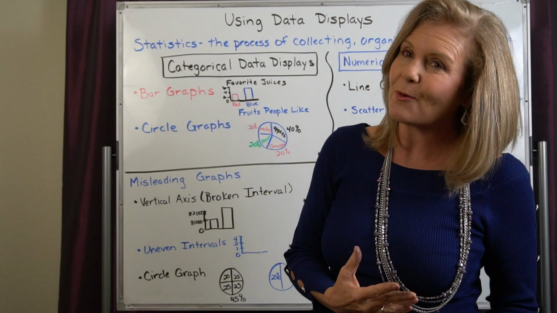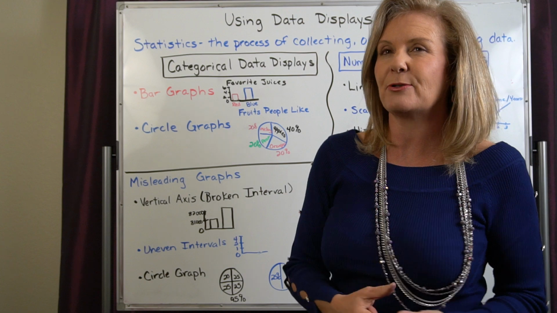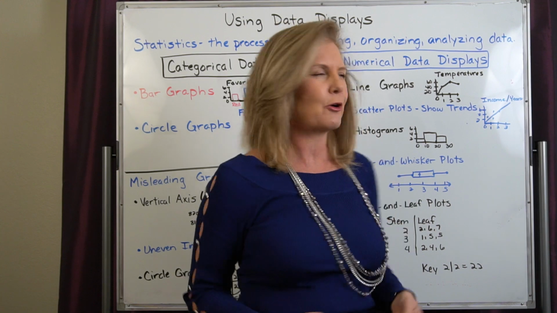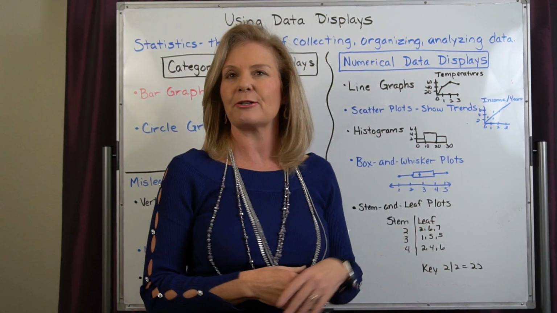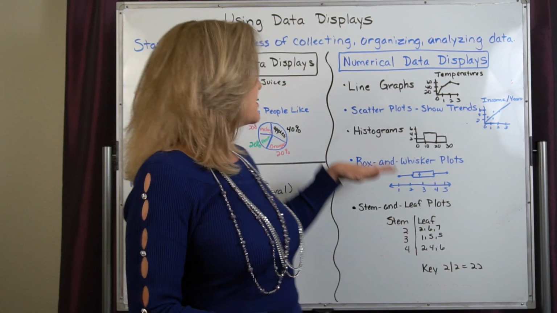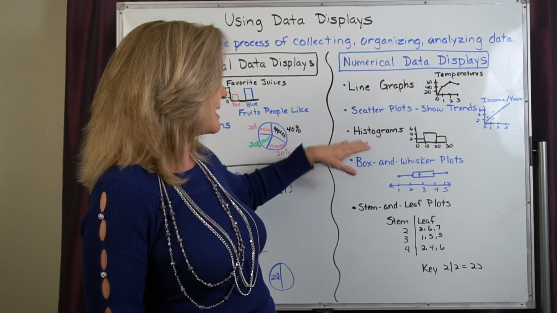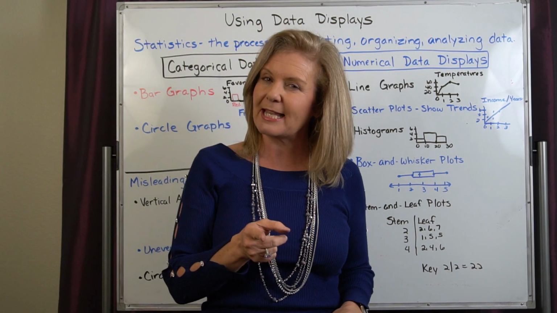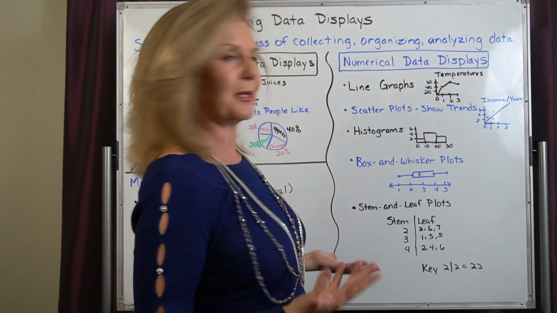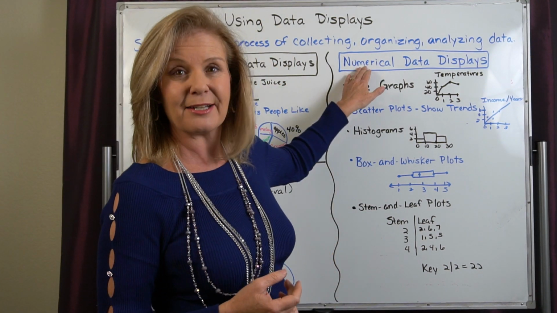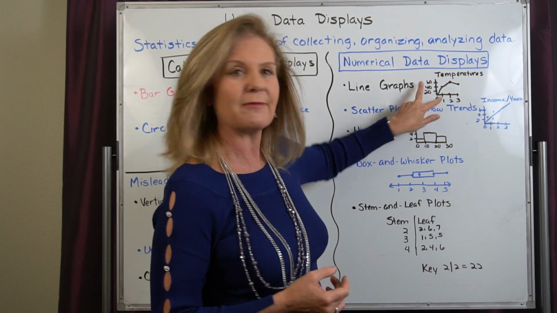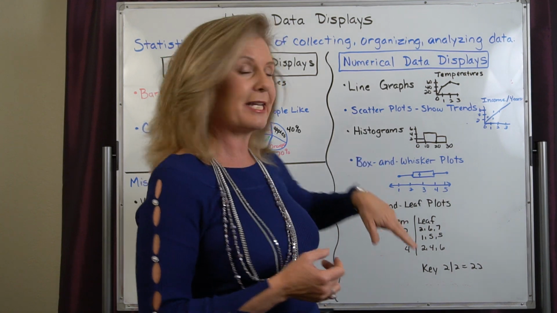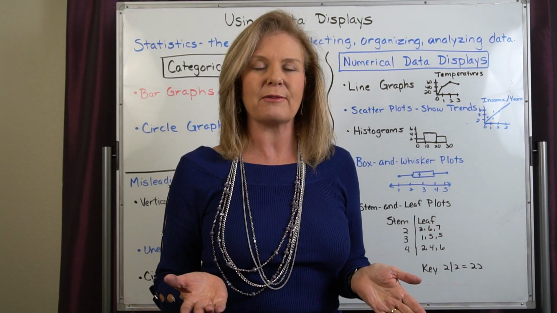Our probably more important data displays are the numerical ones, and usually we start to see those once we're getting into the upper grades. If we're taking a look at numerical data displays, we have a whole bunch of them. We have line graphs, scatter plots, histograms, box and whisker plots, and stem and leaf plots. They all look a little different, but they do have some things in common. They really have a lot of numbers to them. Look at your line graph, your scatter plot, your histogram: we have numbers on both of the axes.